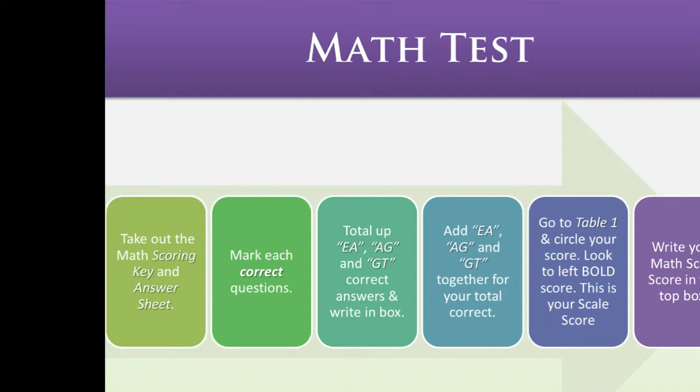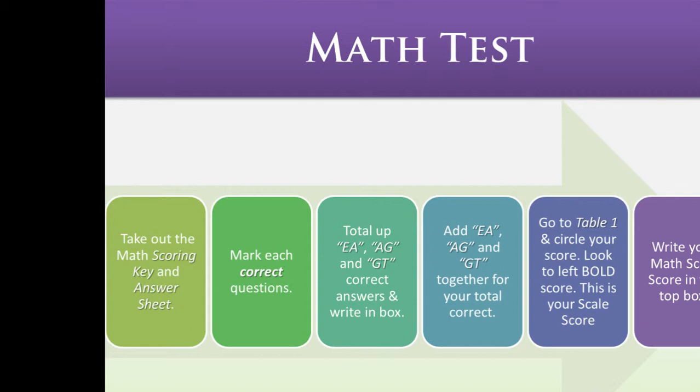Now, you want to add these three categories together for the total number of questions you got correct. There were 60 questions on the math test. You were given 60 minutes to take that portion of the test. So go ahead and figure your score up. Now, take out Table 1. In the math column, go down, look at the total number of math questions that you got correct, and circle that number. Look to your left on that page and find the bold number that corresponds in that row.